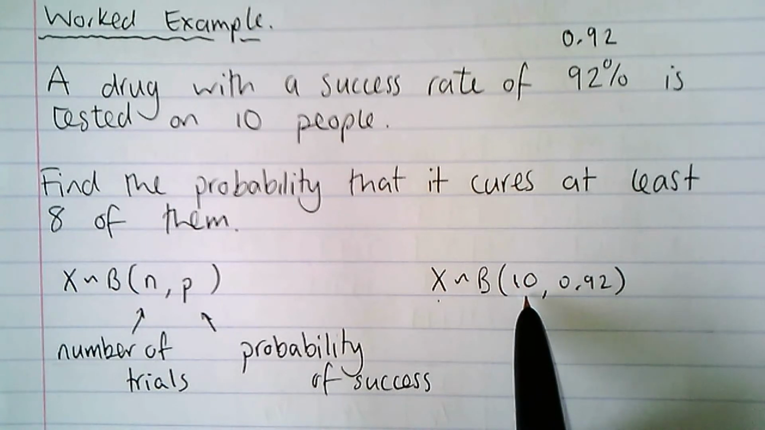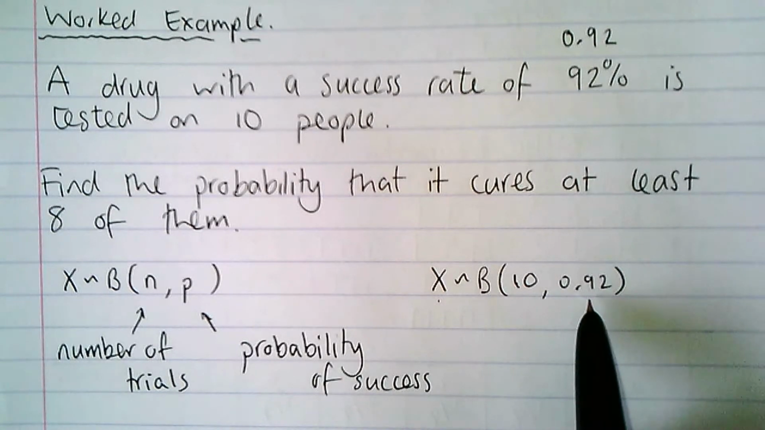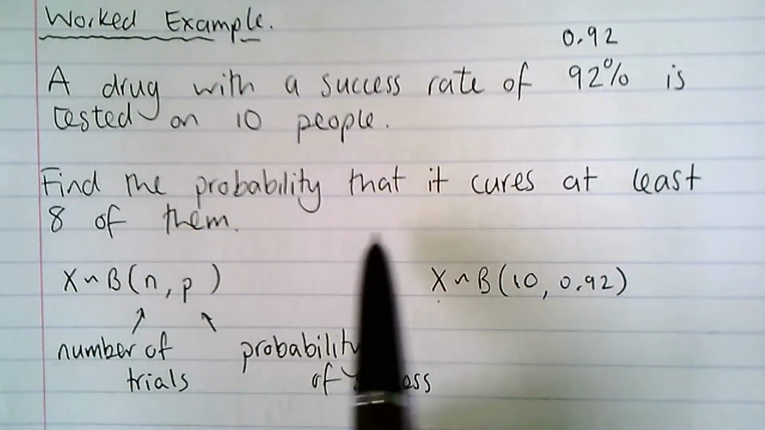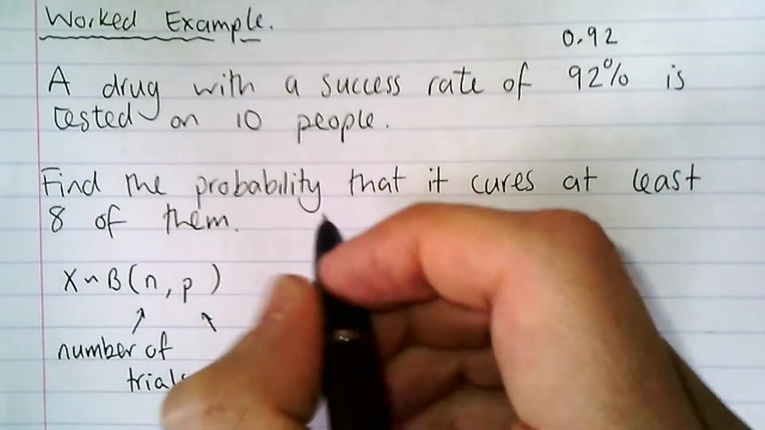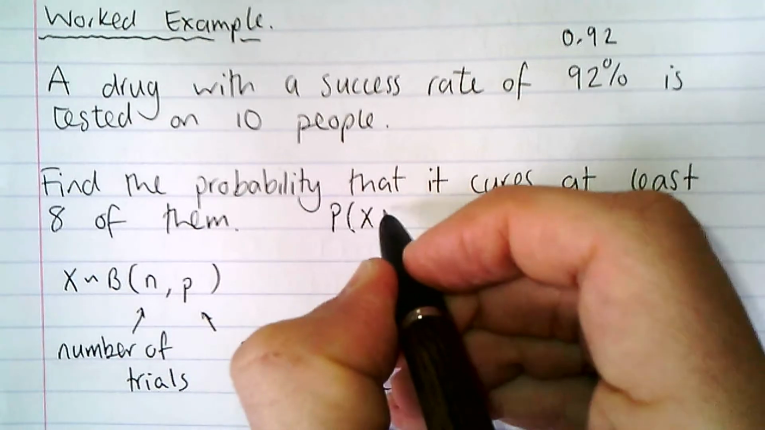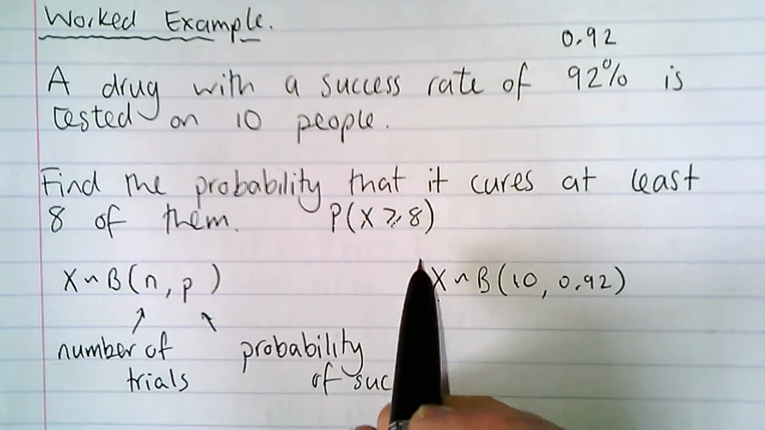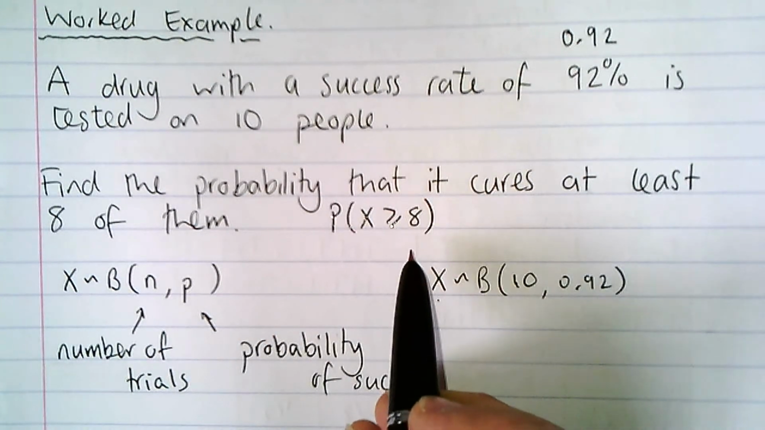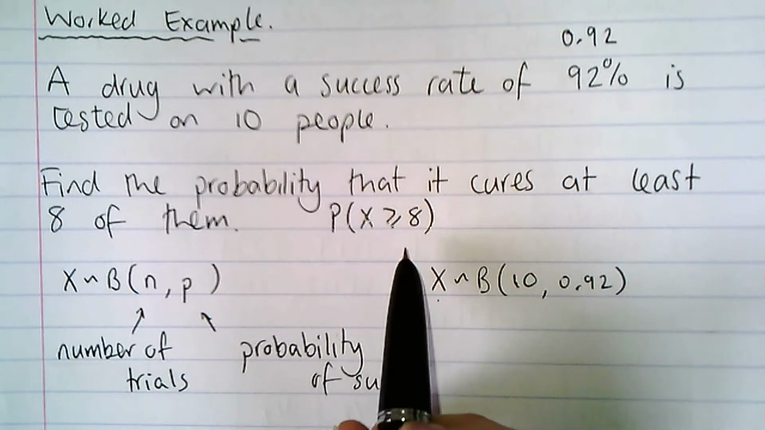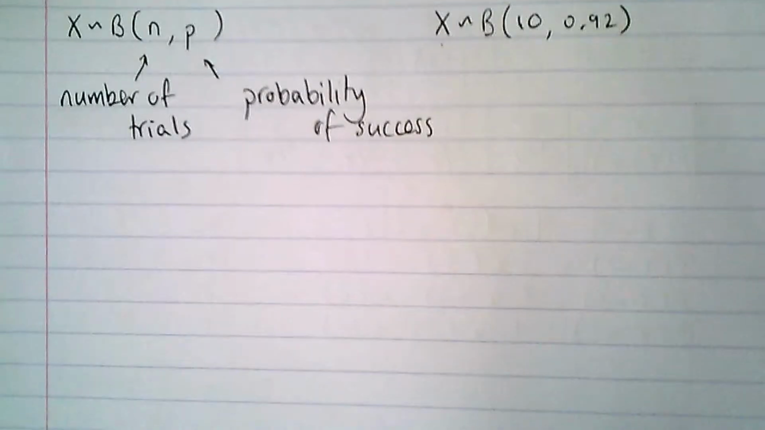So, number of people cured is binomially distributed. I'm looking at a trial of 10 people, and I've got a 0.92 or 92% success rate. The question here is to find the probability that it cures at least 8 of them. So I want the probability that x is at least 8, so it's greater than or equal to 8. We're going to consider in a moment what that means in terms of the probabilities that I need to work out. So I'm just going to shuffle this down.